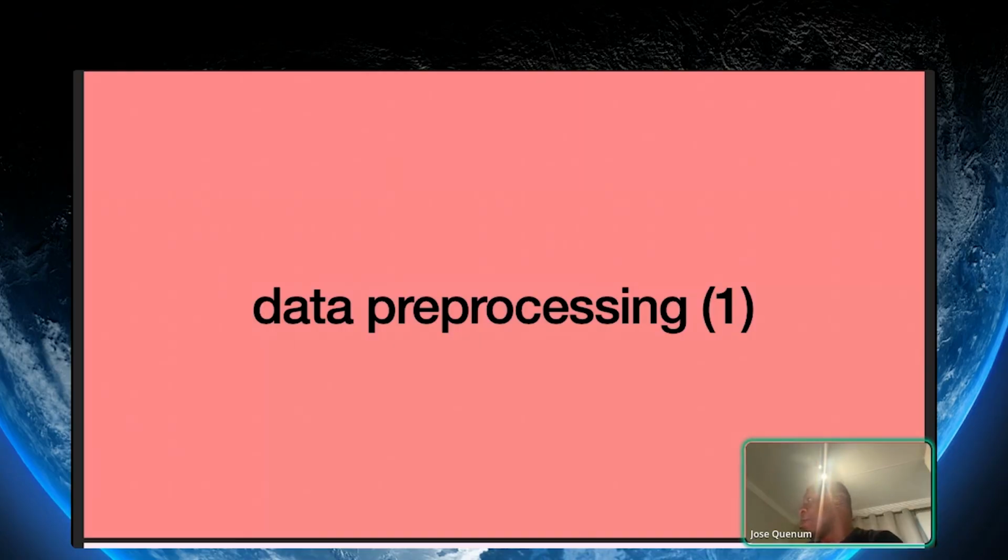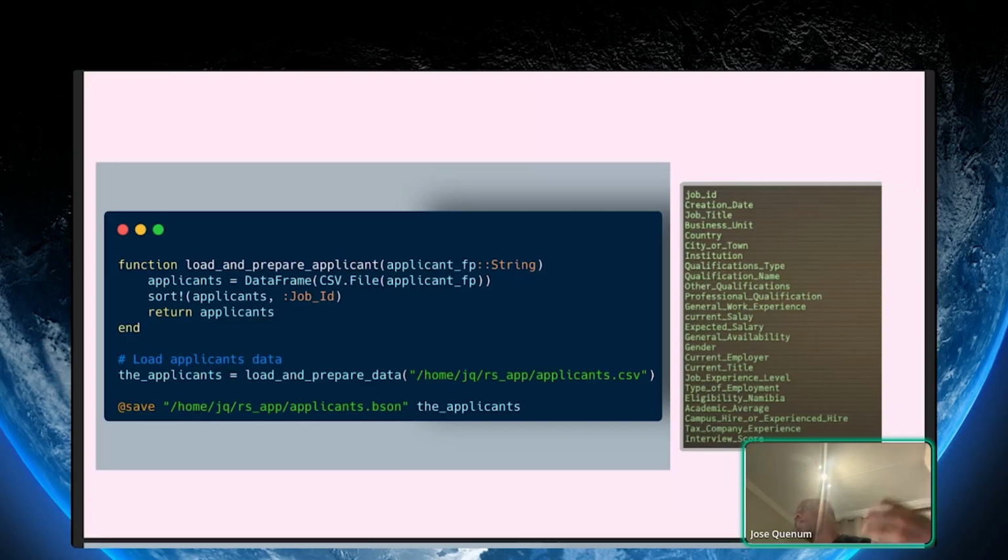Before we start training the recommender system model, first we do our data preprocessing. And we do our data preprocessing in two stages. The first stage is to collect the raw data and then transform them into data frames. For that, first we have our applicants that are represented as a CSV file. So we load them, sort the different applicants and create a data frame out of it. Very straightforward. And once we do that, we save it in a binary format.